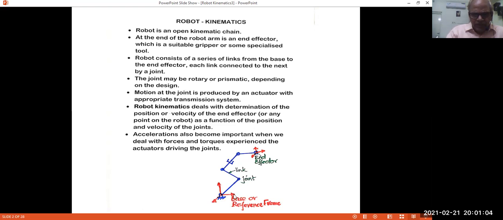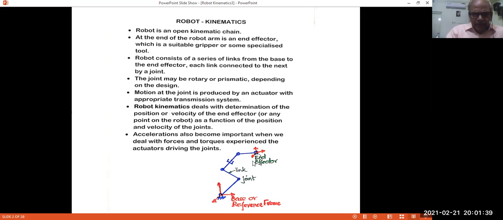The robot consists of a series of links connected by joints. These joints can be rotary or prismatic. Rotary in the sense they produce relative rotational motion between adjacent links, or the two links can be moving linearly. Each of these joints is driven by some kind of actuator, usually controlled by a central computer, and they can be electrical, hydraulic, pneumatic, etc.